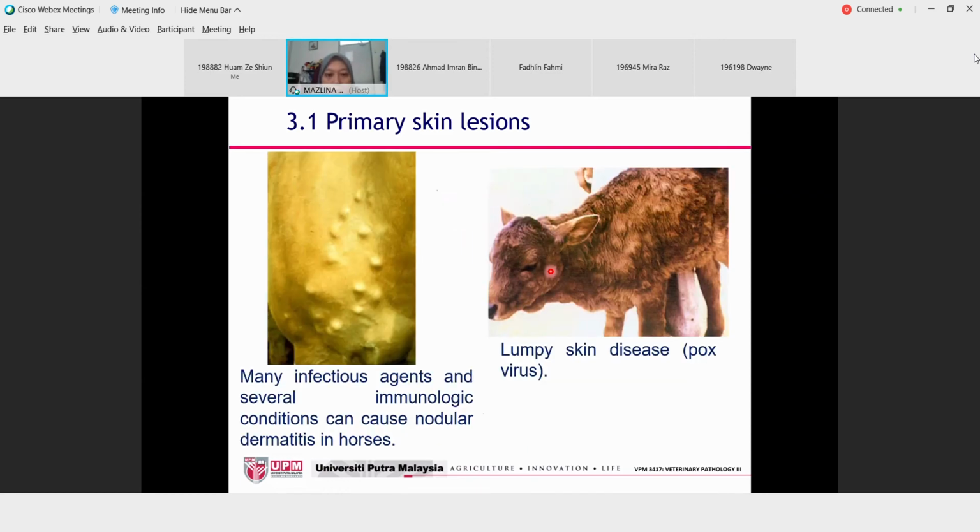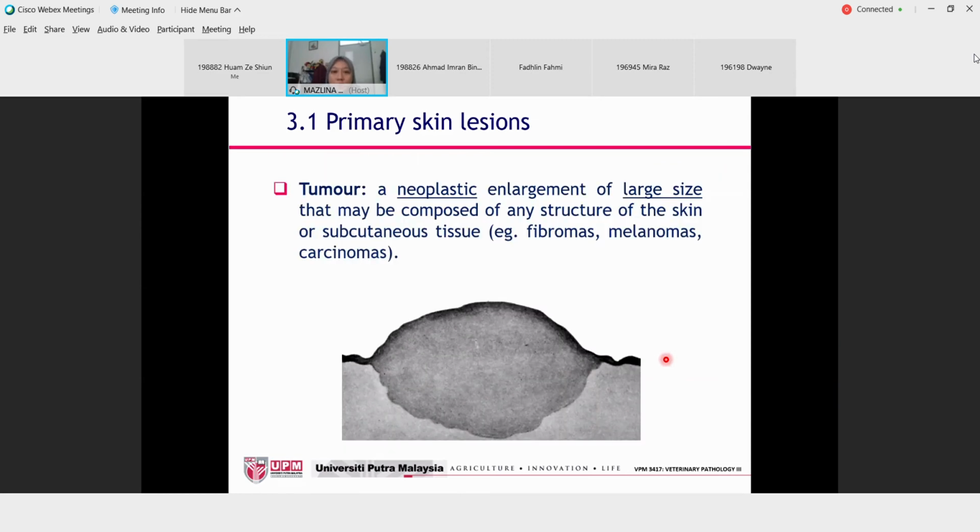Okay, this is an example of that lesion. Many infectious agents and several immunologic conditions can actually cause nodular dermatitis in horses. So you can see these nodules very clear, raised mass. In this case, it's a calf with lumpy skin disease due to pox virus. Alright, next we move on to tumor.